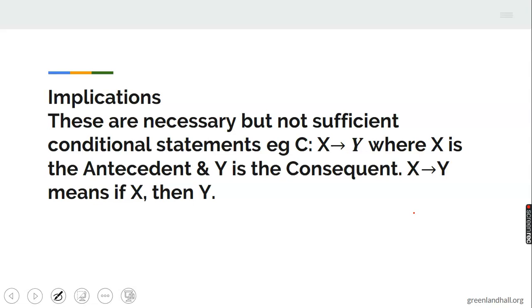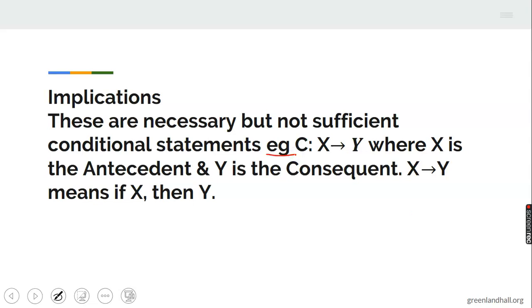Implication. Implications are necessary but not sufficient conditional statements. They are necessary but not sufficient. Or what we otherwise call if and then statements. Example.